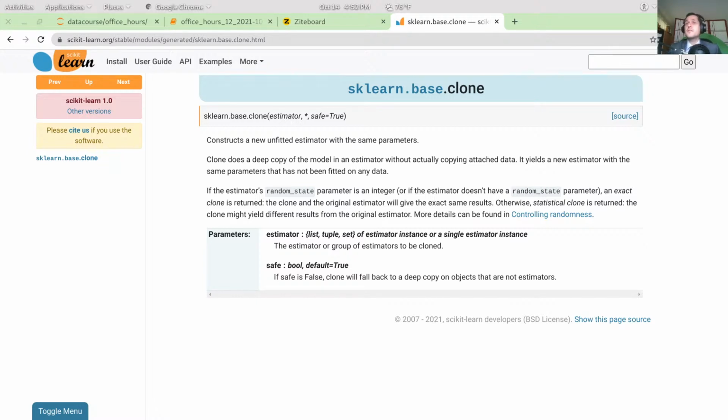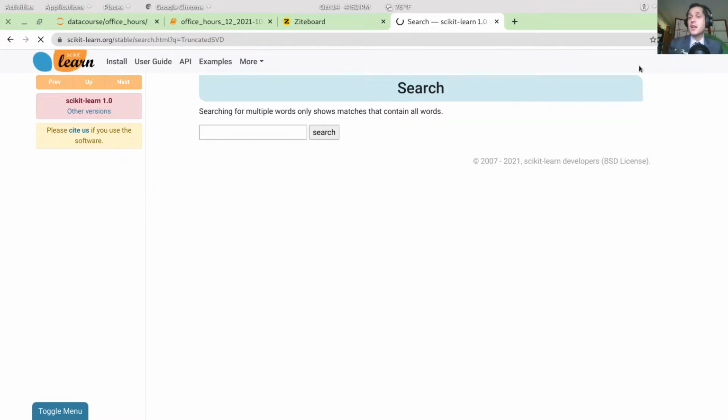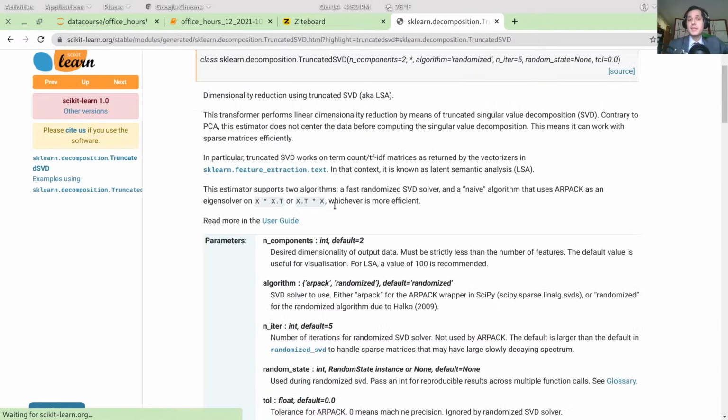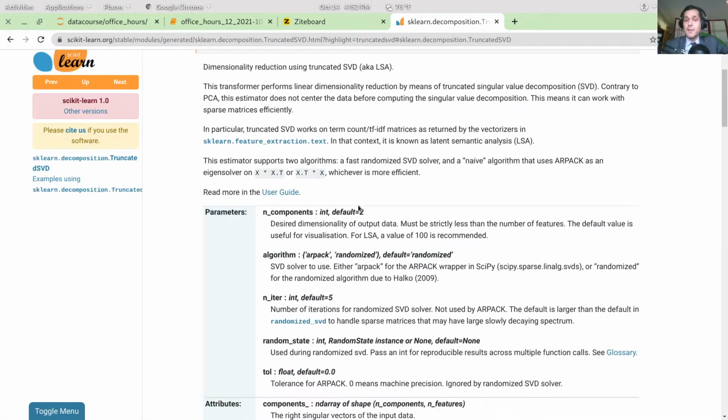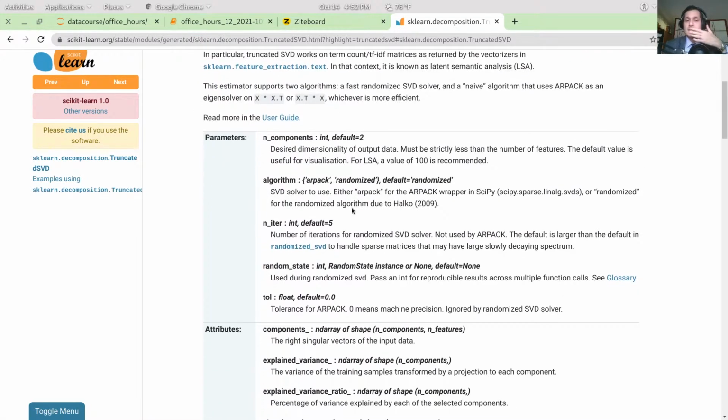Parameters for truncated SVD other than n_components, are they still important? Good question, Renato, because one of the things I try to stress is when we learn these models, these estimators, we ask ourselves, what are the hyperparameters? And more importantly, what are the key hyperparameters? For truncated SVD, it's probably just going to be n_components. However, I'm going to take a look at the documentation just to make sure there's not something I'm forgetting. And looking at this, really, it's n_components that you should be playing around with.